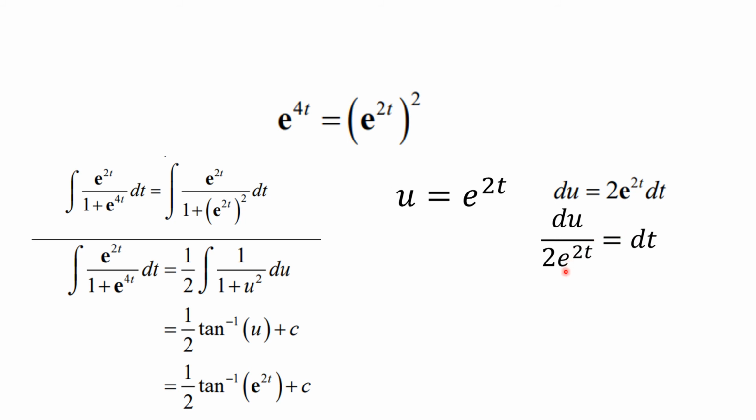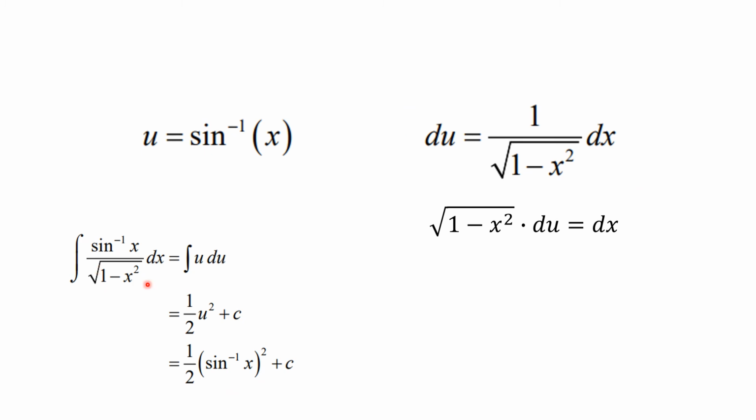So when I make that substitution, this e to the 2t in the denominator will cancel with this e to the 2t in the numerator. And I will pull this 1/2 through the integral, and I'll have 1 over 1 plus u squared du. And I recognize that this is the integral that gives the inverse tangent of u, and then I back substitute with what I let u be, and this is the answer to the problem.